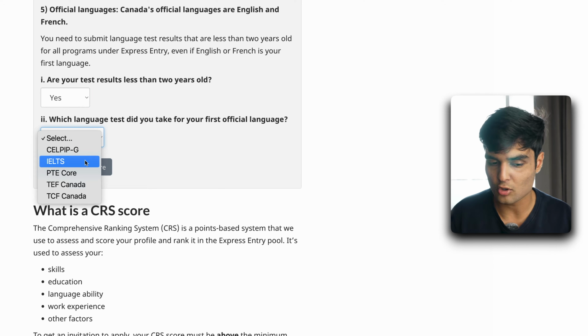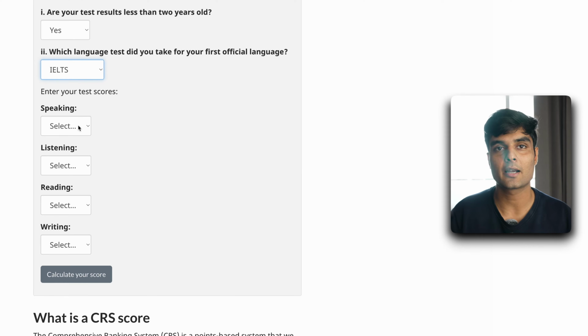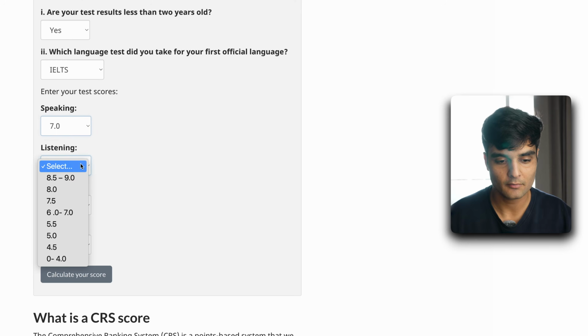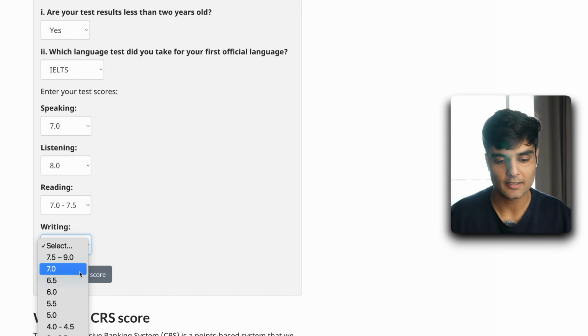So right now let's only select the English exam. The most common one is IELTS, that we go with. In speaking, listening, reading and writing, we're going to go with 777-8, because most of us have that focus or goal to get 777-8, which really boosts up our score. So 7, listening I would put 8 because it's comparatively easier, 7 and then 7.